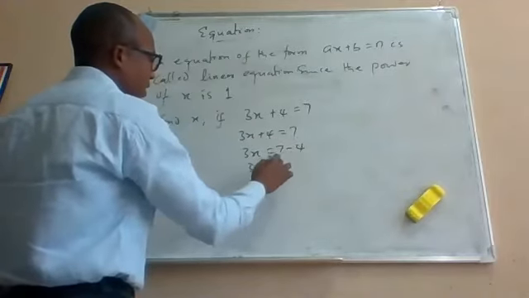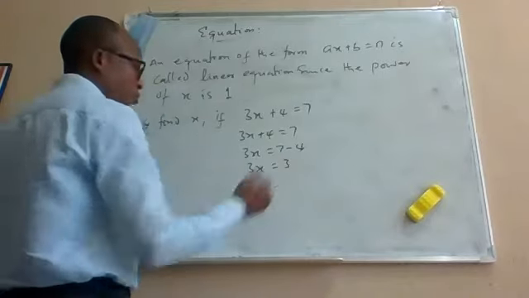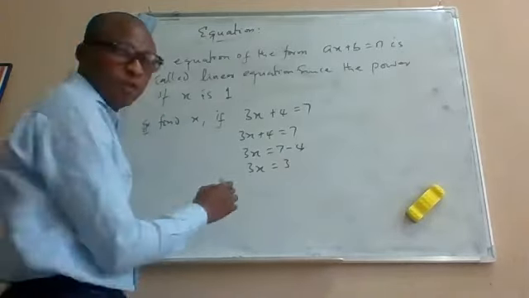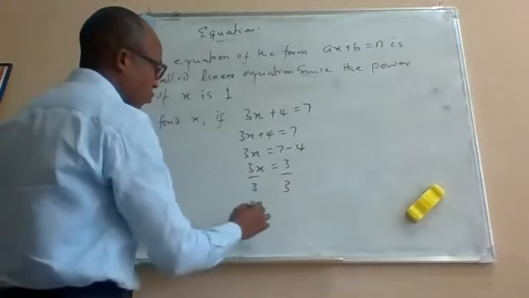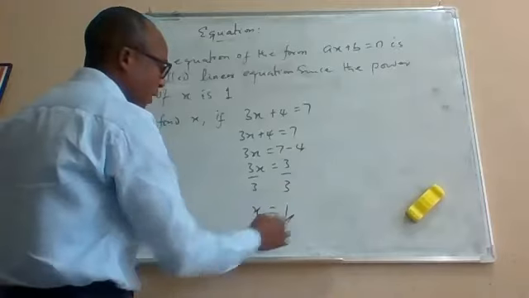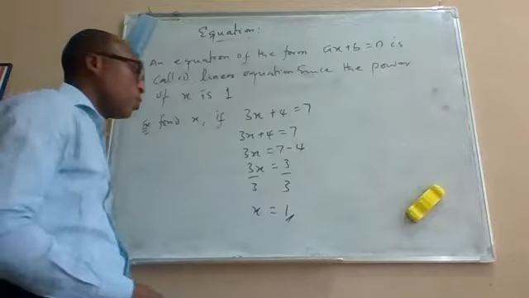So this will be 3x. 7 minus 4 will give us 3. Then divide both sides by 3. This is divided by 3, this is divided by 3. So this will give us x is equal to 1. So an equation of this form is what we refer to as a linear equation.